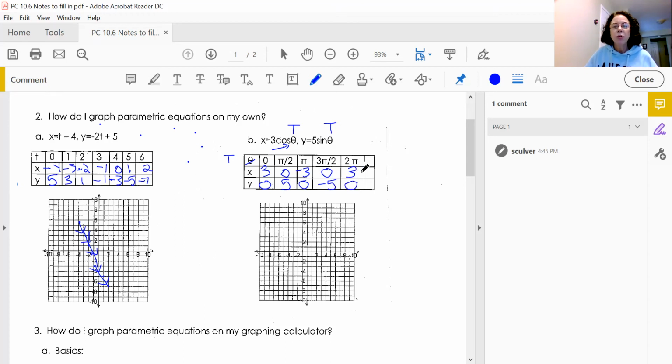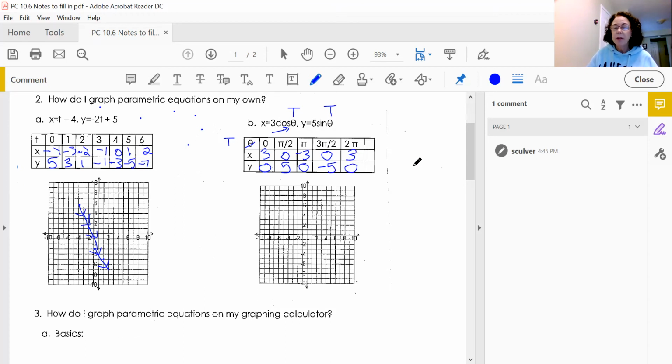So I just wanted to show you then, you're going to have to trust me a little bit on this one, because it would have been nicer for us to have other angle measures in between 0, pi over 2, pi, 3 pi over 2, and 2 pi.